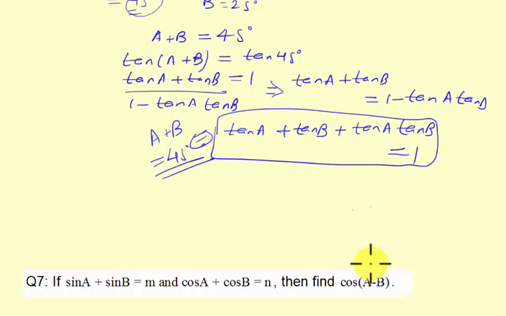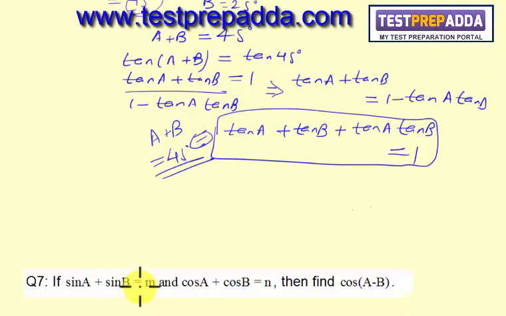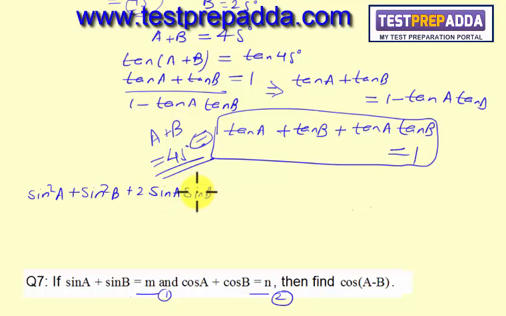Now, this question says, if sine A plus sine B is equal to M and cos A plus cos B is equal to N, then find the value of cos(A minus B). If I consider this as 1 and this as 2, and if I square and add, then what will happen? This side, (A plus B) square is A square plus B square plus 2AB. So here it will be sine square A plus sine square B plus 2 sine A sine B is equal to M square.